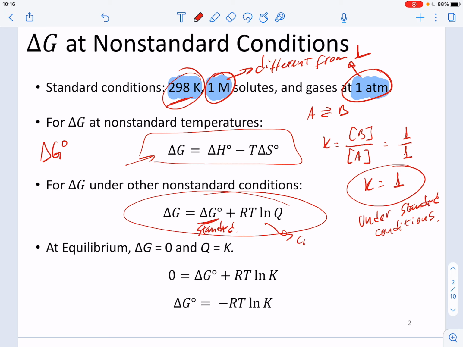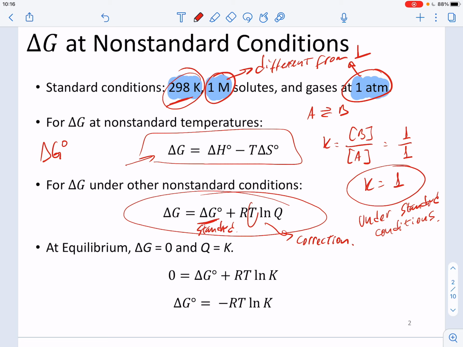And this is sort of a correction that you do because of conditions different from standard. Okay, and that's the Q. That's the Q that you already know. That's Q equal the same expression of K, except that you can use any concentration there. You can calculate delta G for any reaction under any condition.